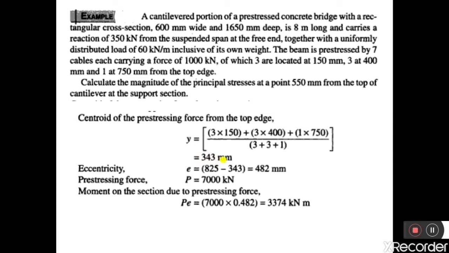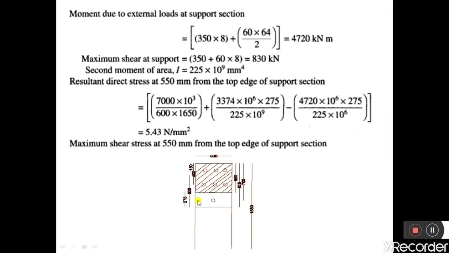So the CG of the cable is lying at a distance of 343 millimeter from the top edge. So with respect to this top edge, the CG of all these cables is lying at a distance of 343 millimeter from the top. So from the top 343 means it may come somewhere here. So at this point the centroid of the cables is present.